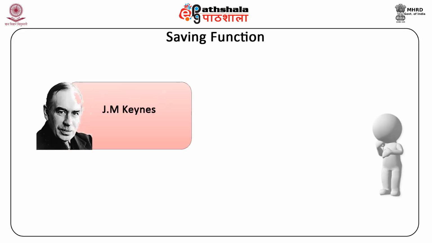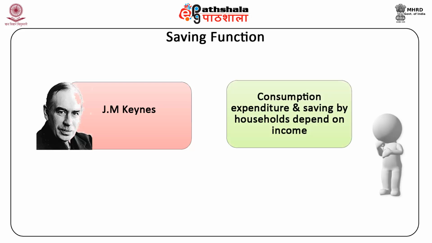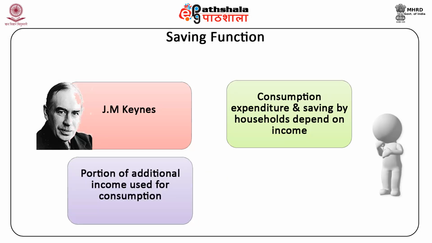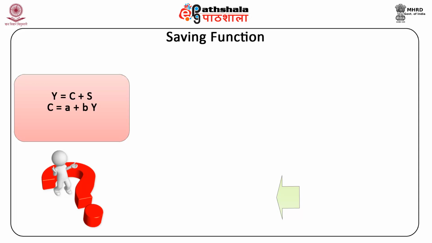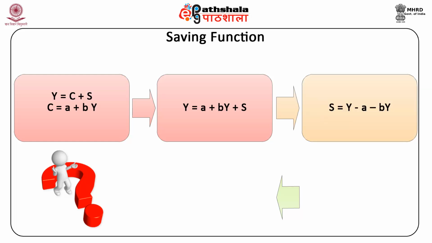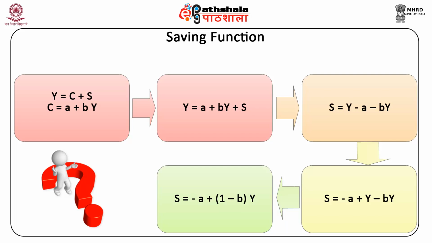Keynes said that consumption expenditure and saving by households depend on the level of income, and only a portion of additional income is used for consumption, with the rest used for savings. Y = C + S, where C = a + by. Substituting the second equation in the first: Y = a + by + S, so S = Y - a - by, S = -a + Y - by, S = -a + (1 - b)Y.